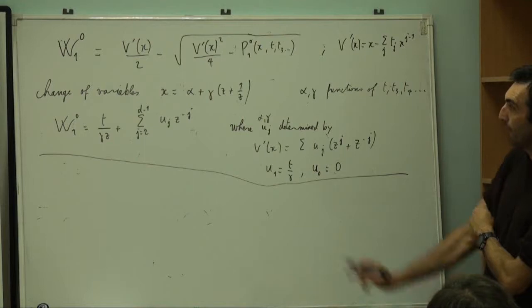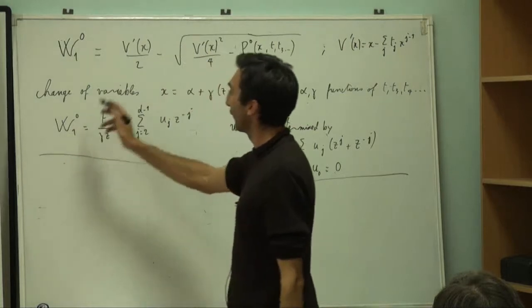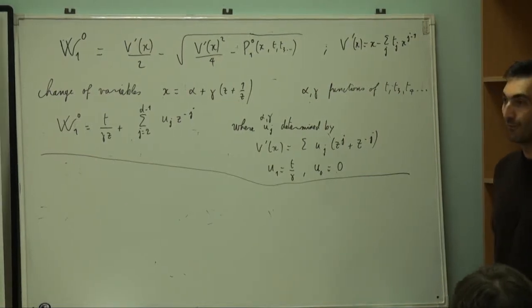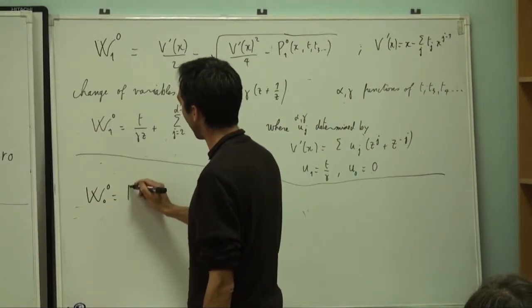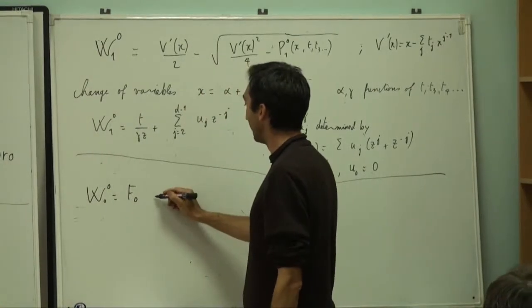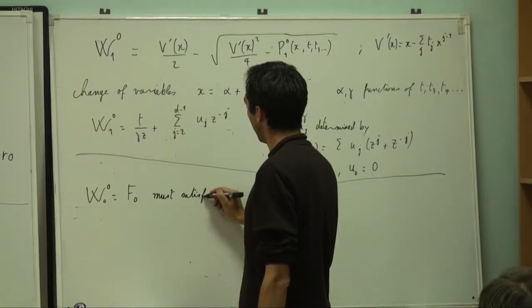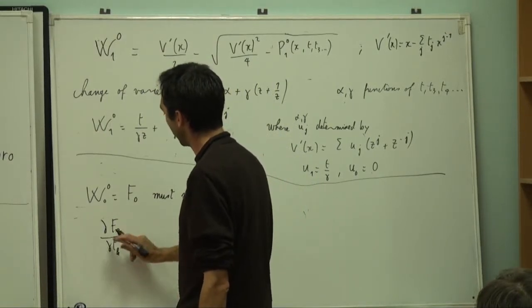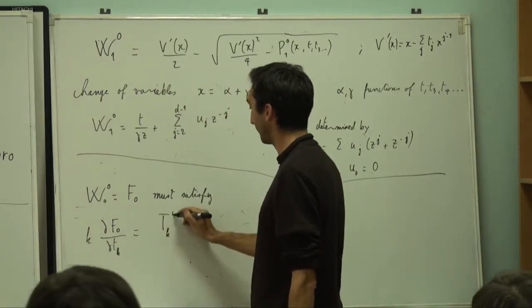So this is the generating function for maps with one marked face. Now, what if we want to compute the generating function of planar maps with no marked face? This is what I call F0. So W00, which was also F0, must satisfy, as I wrote before, k times dF0 over dt_k must be equal to t_k0.